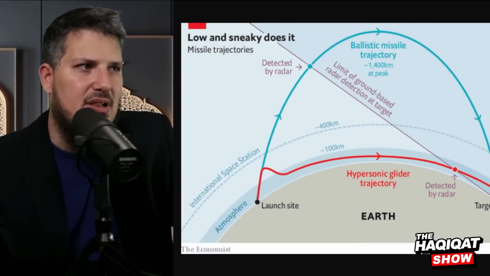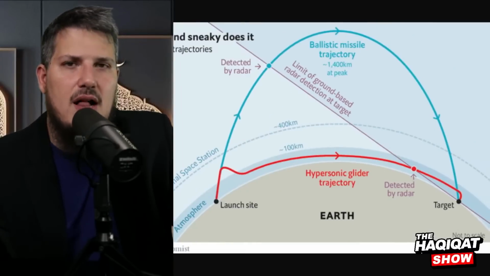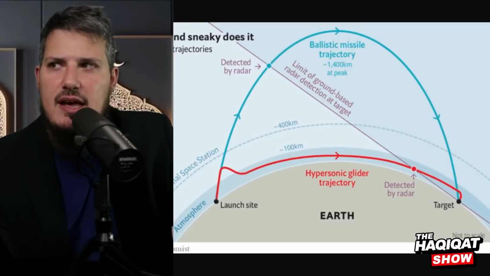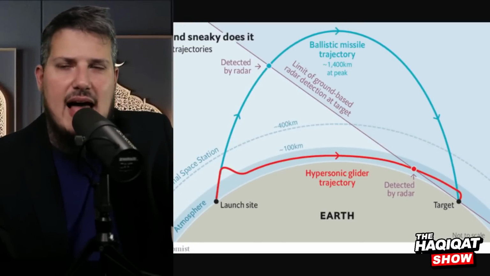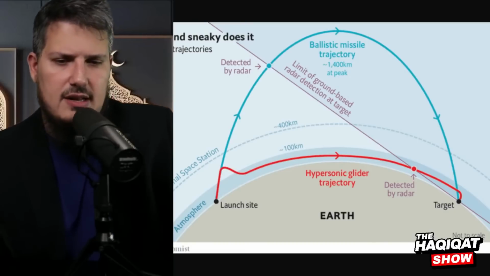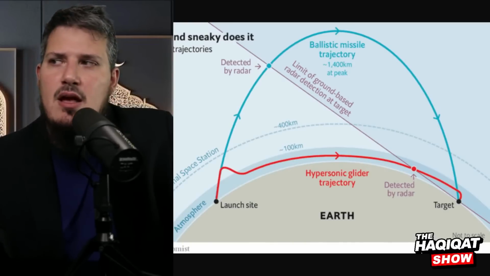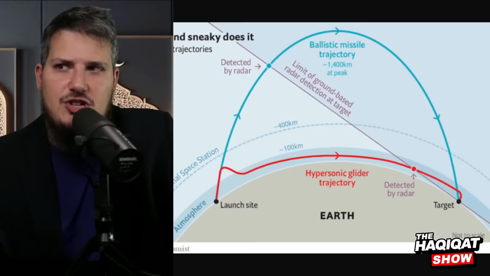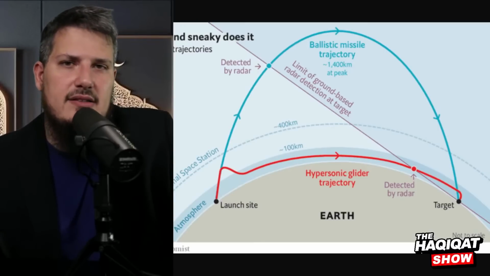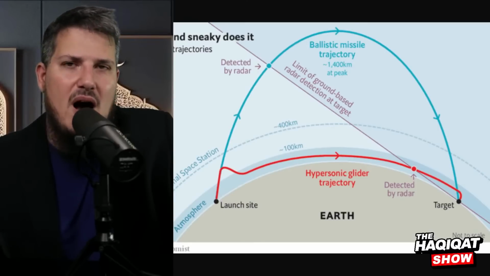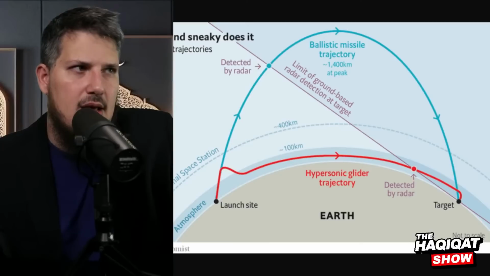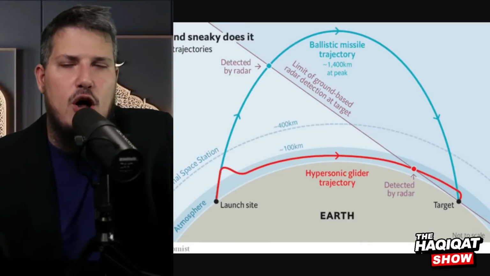The difference with a ballistic missile: what makes it ballistic is this parabolic trajectory. Like maybe you studied in math class or algebra what a parabola is, or in physics you've studied a parabolic trajectory because of the force of gravity. That's what a ballistic missile does. And why is it a parabolic trajectory? Because these missiles have a launch phase.